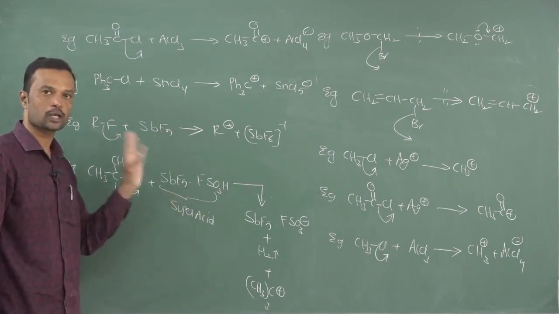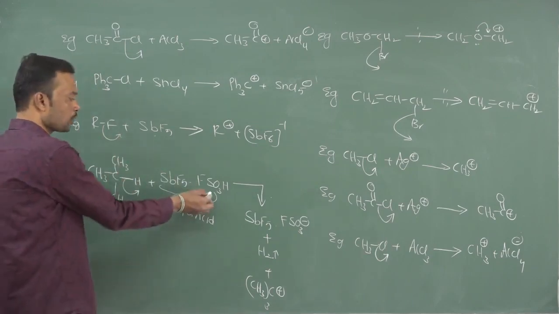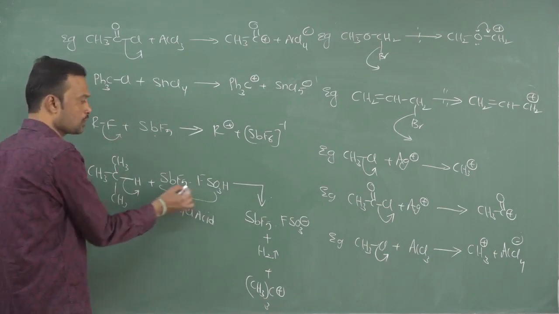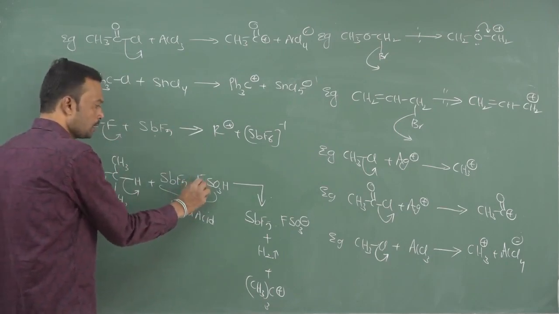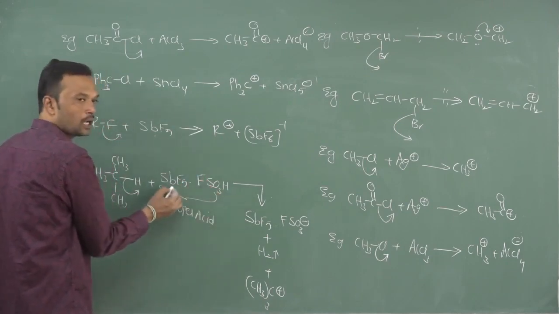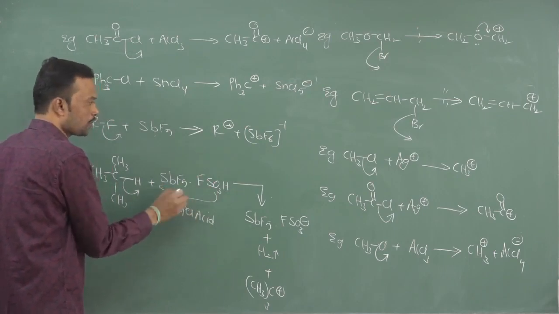Not only this, you can go for any combination. H2SO4 in the presence of antimony pentachloride. Use any one. Mostly one protic acid is required and one Lewis acid, that is known as superacid.